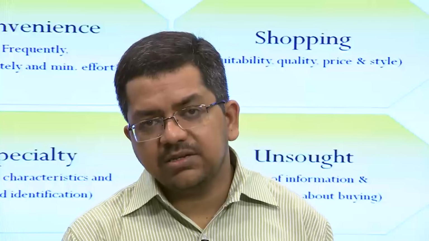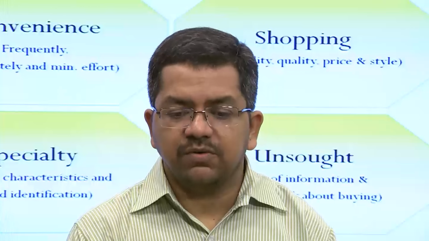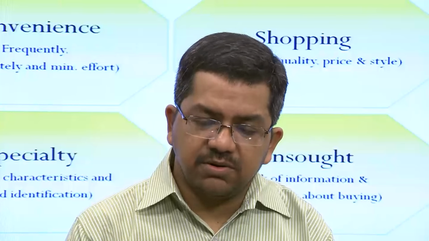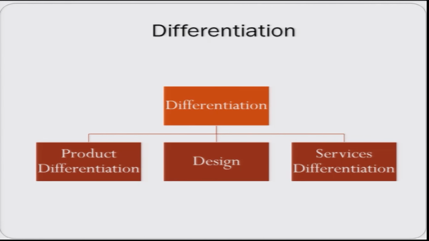Then you have the last type of consumer good in the form of unsought consumer goods, which are goods about which, as consumers, we lack information and do not usually think about buying, like an insurance policy, which is a sort of unsought product. We will not be knowing much about it and will not be thinking about purchasing it in normal conditions.